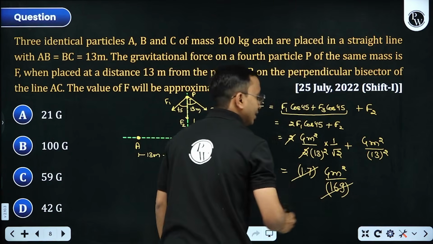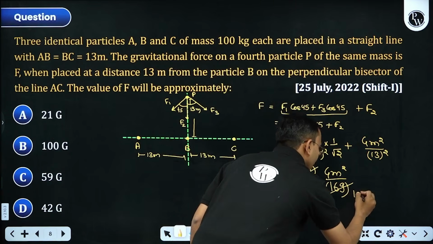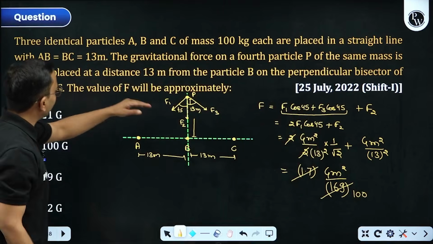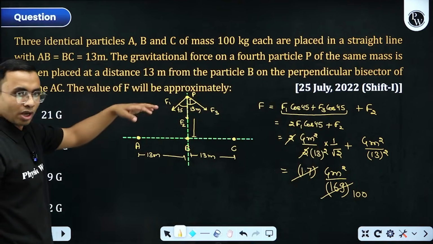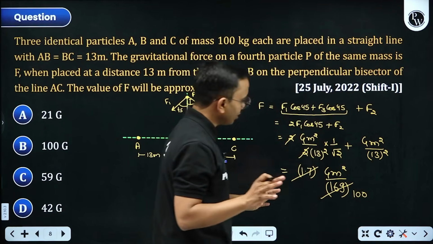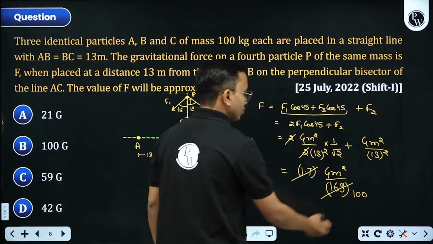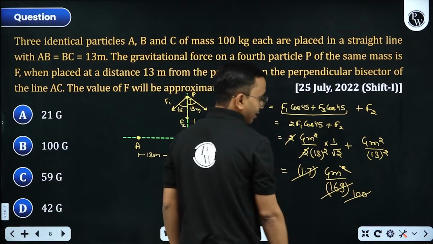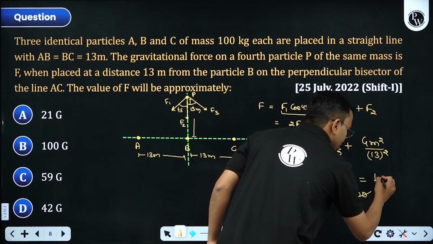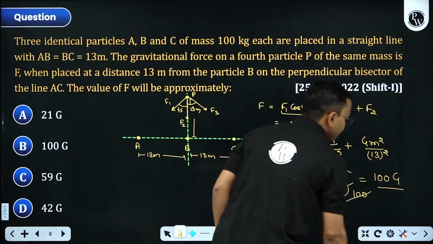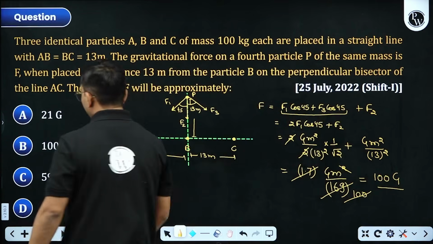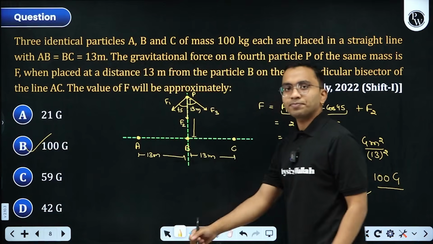1.7 into 100. We need to find approximately. Okay, so I am seeing approximately how much will be the answer. So I can cancel it like this. This is 100 here. M is also 100. So 100 will get cancelled here and this will become 100G. 100G. What is that? Option B.